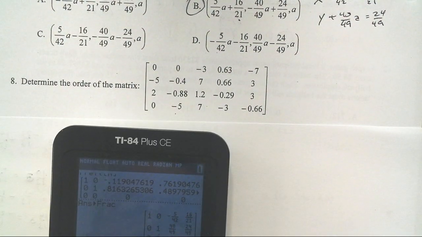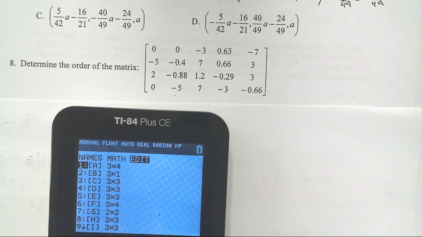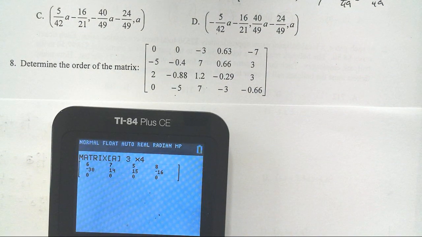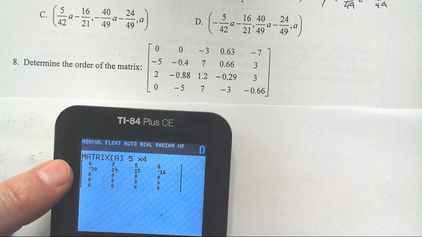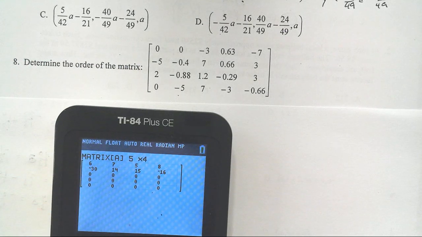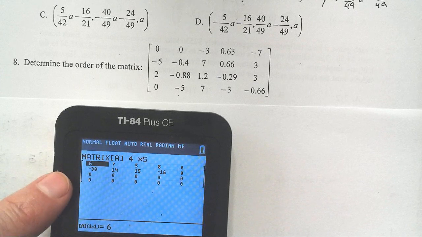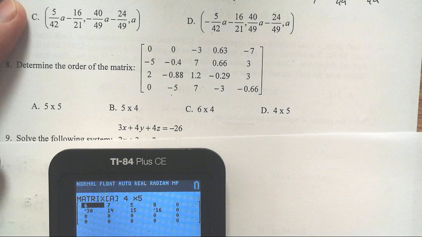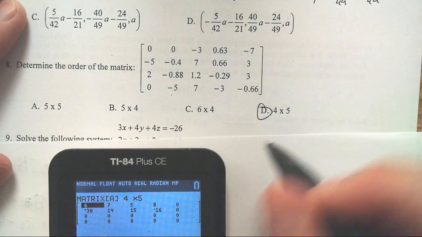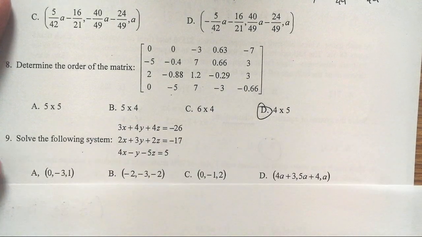If you forget, you could always go into second matrix, edit, and let's just create, I think it's a 5 by 4, let's say, and I go 5 by 4, and then I realize, wait a minute, that's 5 rows, so I need to have a 4 by 5, and that looks like the right fit for this matrix. So this is a 4 by 5. I don't see any way we would miss this with A or C, but B is a possibility.